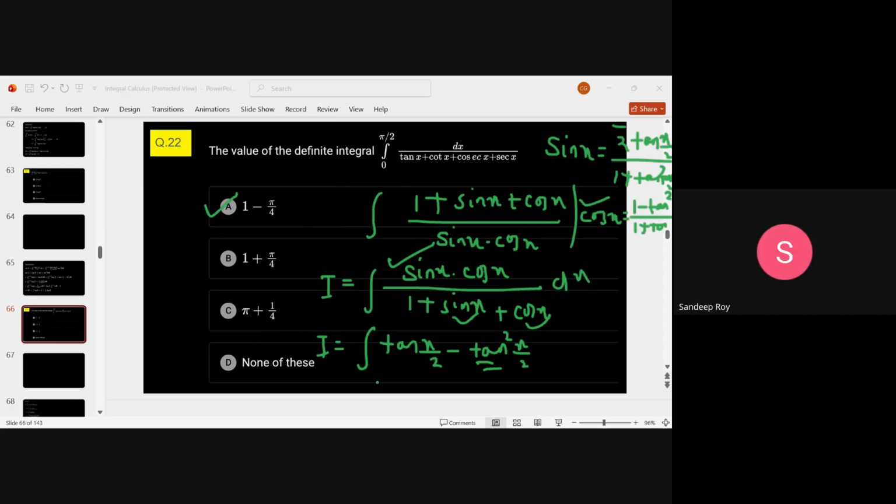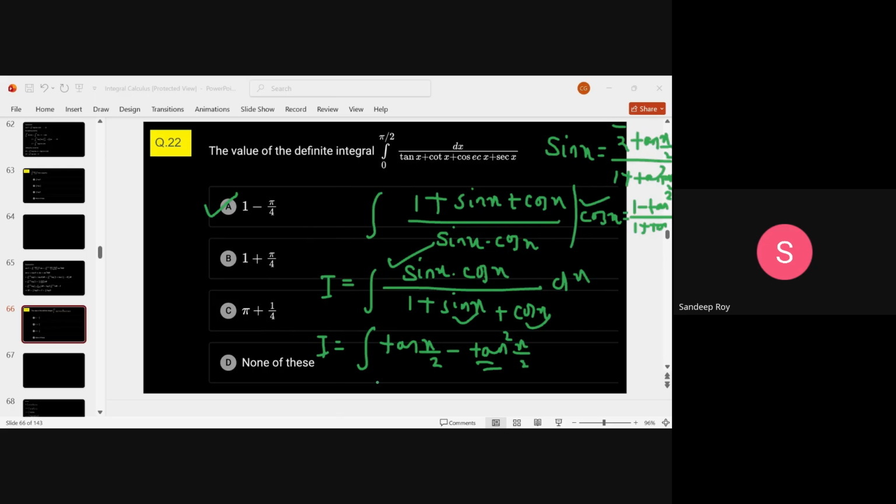Yes, sir. Sir, I got log sec x by 2 divided by 1 by 2, minus x plus tan x by 2 divided by 1 by 2. Then put the limit 0 to pi by 2. So then I got log root 2 by 2, which is log 2 by 4, minus pi by 2 plus half. Then using a calculator, you can get the numerical value and check which one is closest from the options.